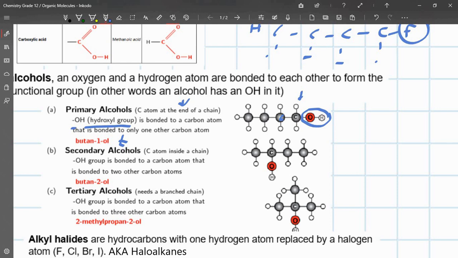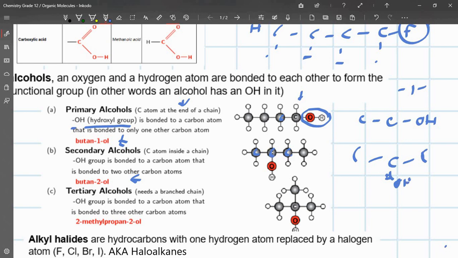The secondary alcohols are when the hydroxyl group is within the chain. So see, this carbon here is bonded to two other carbons, 1, 2. Therefore, it is a secondary alcohol, butane-2-ol, right? When there's an OH here, then it's 2. Then it's butane-2-ol.